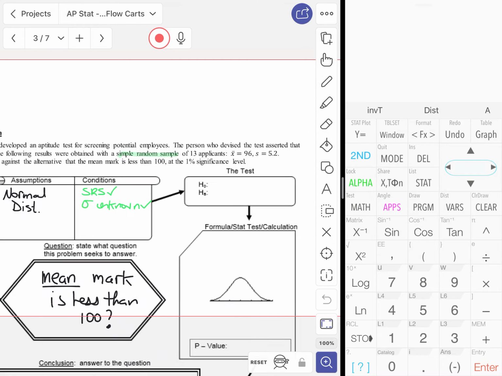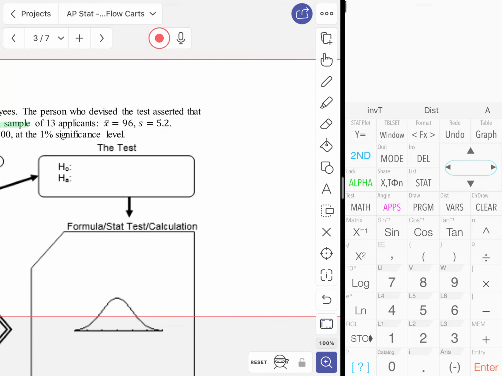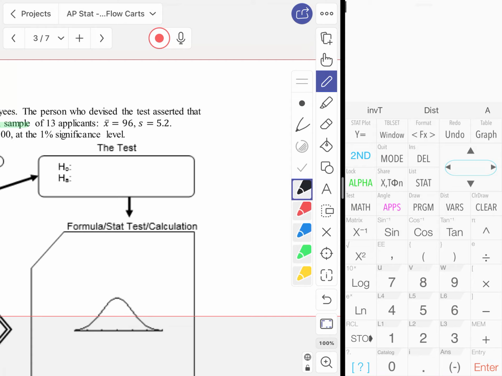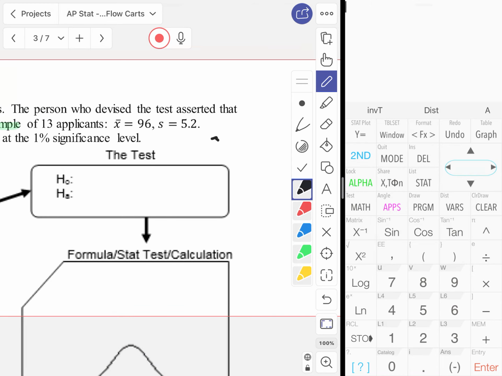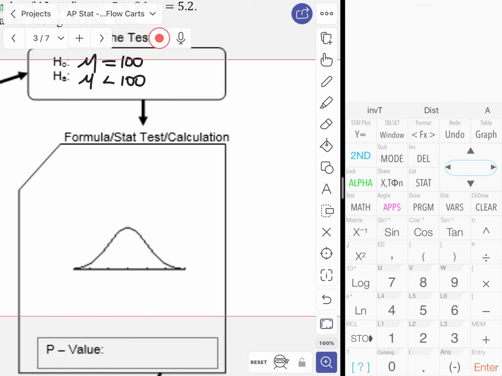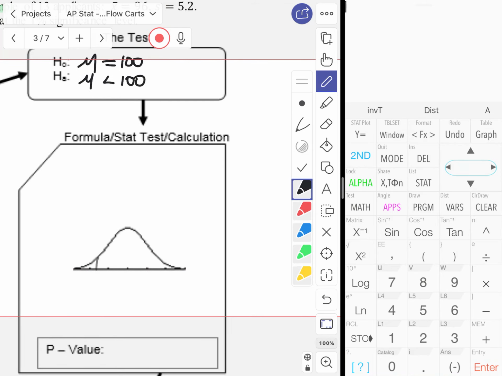All right. The test itself is pretty easy, or at least, stating the characteristics of the test. We know that mu is going to be either equal to 100 or the alternative would be that it would be less than 100. Now that's going to correspond with a left-tailed test. They told us alpha is 0.01.